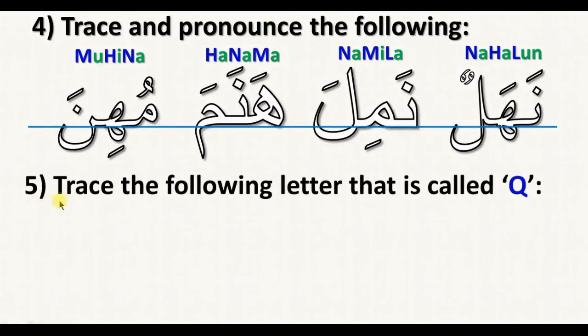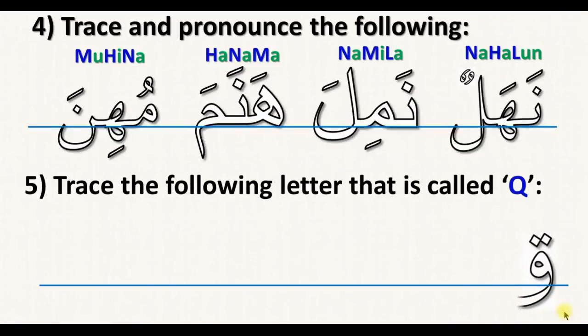Number 5. Trace the following letter that is called Q. Here you have the letter Q. How do you write the letter Q? You start from here, you go on up, then you come down below the line, and then you continue until you finish here. After that, you put in the 2 dots. And so here you have the letter Q.